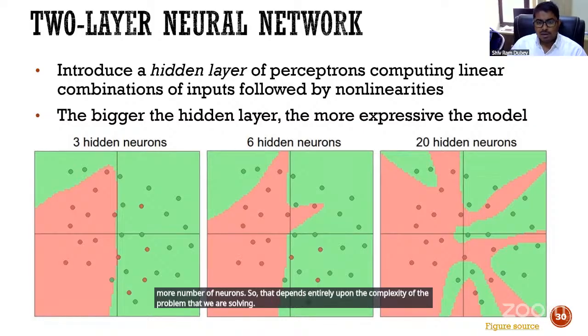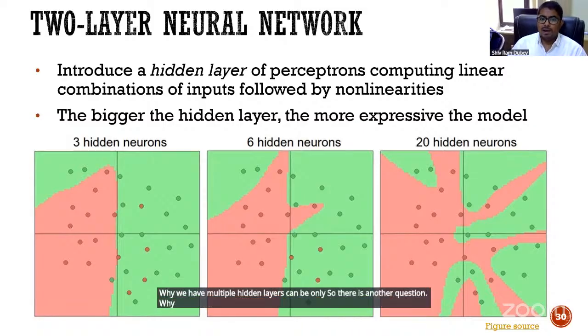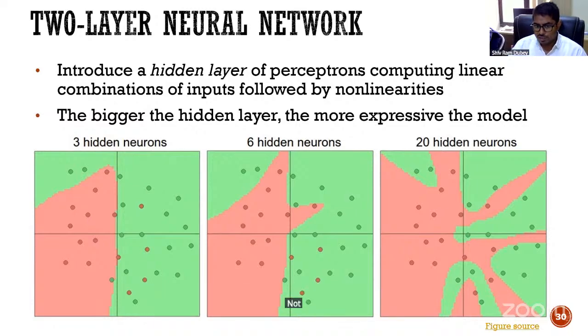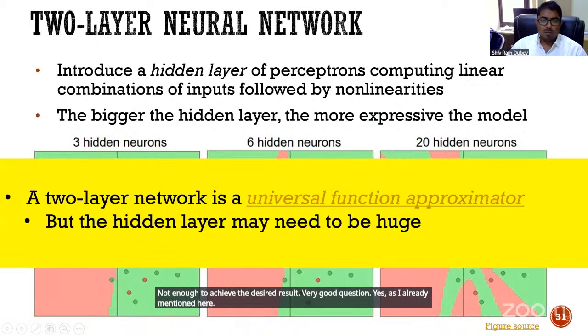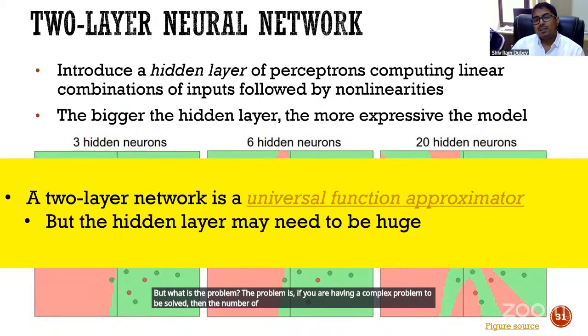There is another question. Why do we have multiple hidden layers? Can we have only one layer, is it not enough to achieve the desired result? Very good question. Yes, as I already mentioned, any problem can be solved using a neural network having only one hidden layer. But what is the problem? If you have a complex problem to be solved, then the number of neurons required in that hidden layer might be close to infinite. Suppose you require 10 million neurons in just one layer itself.